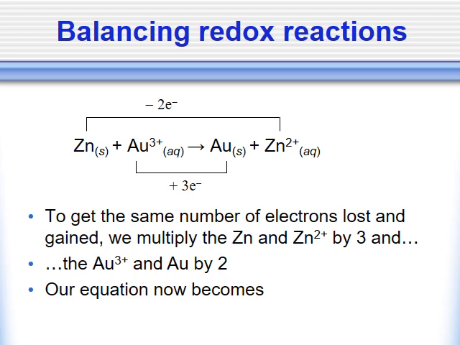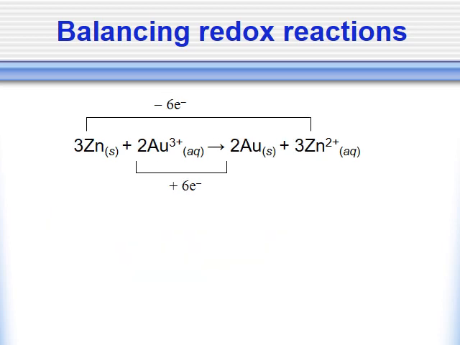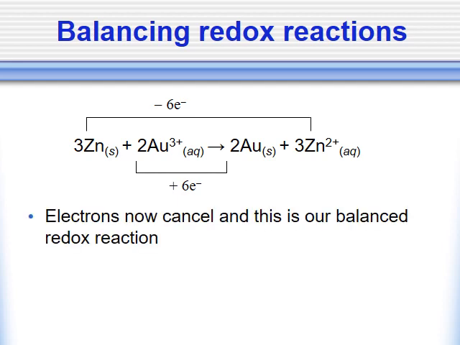Here's our equation now after multiplying the zinc by 3, the gold by 2. We have our coefficients. Now our electrons cancel. And this is our balanced reaction. We've got the same number of zincs on both sides, zinc solid, zinc 2+. We've got the same number of golds on both sides, 2 gold 3+, 2 gold solid, and the electrons cancel. There is our balanced redox reaction.